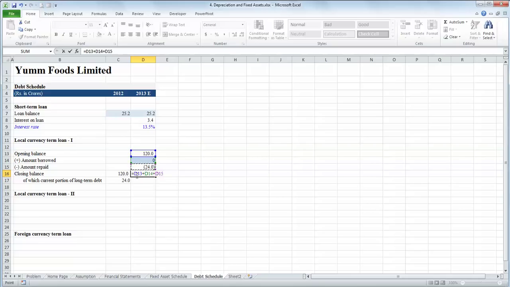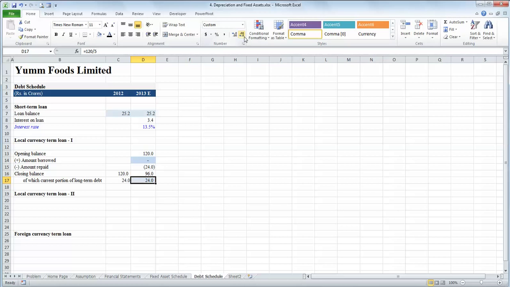Now if we need to extend the model, we would also need to know the current portion of long-term debt. So in here we are going to say the amount repayable is 120 divided by 5, which is 24 million. This is an assumption, so we would highlight it. Now when we extend the forecast, it may so happen that the company after a period of 5 years has repaid the loan, but this 24 is going to remain as 24 as it is.